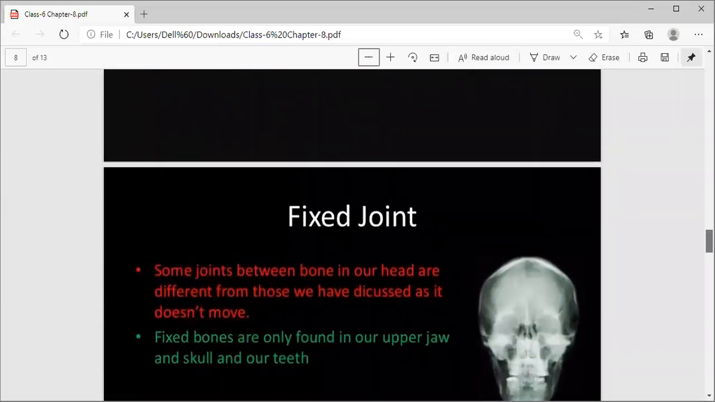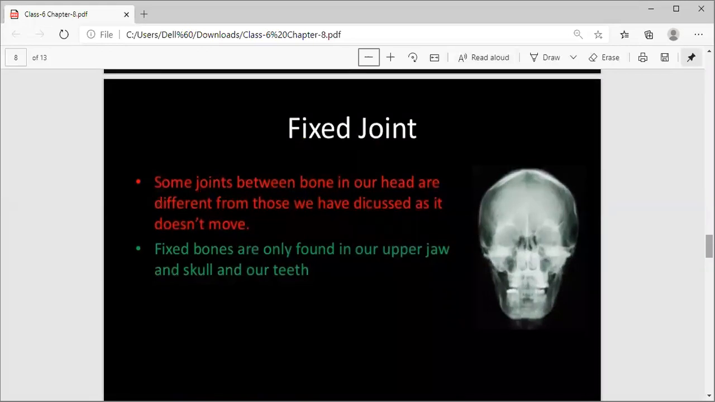Next comes the fixed joint. If you just study your body, a few of the joints cannot be moved. That type of joint is known as a fixed joint. As the name shows, children, fixed means they are not moving.